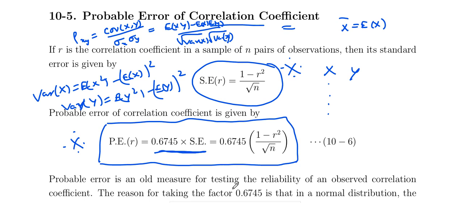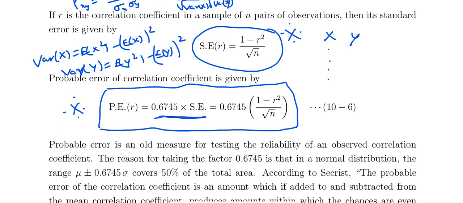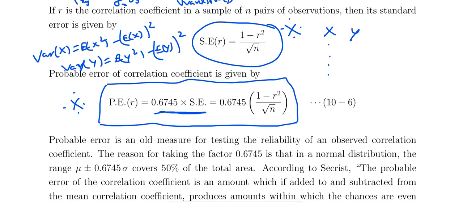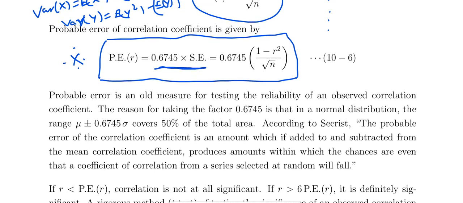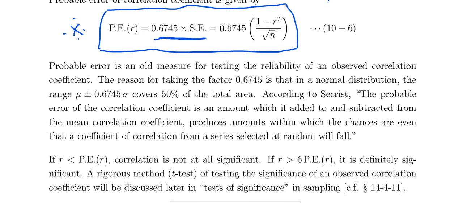The probable error is an old measure for testing the reliability of the observed correlation coefficient. The reason for taking the factor 0.6745 is that in the normal distribution, the range mu plus or minus 0.6745 sigma covers 50% of the total area, so the probable error is multiplied by 0.6745.